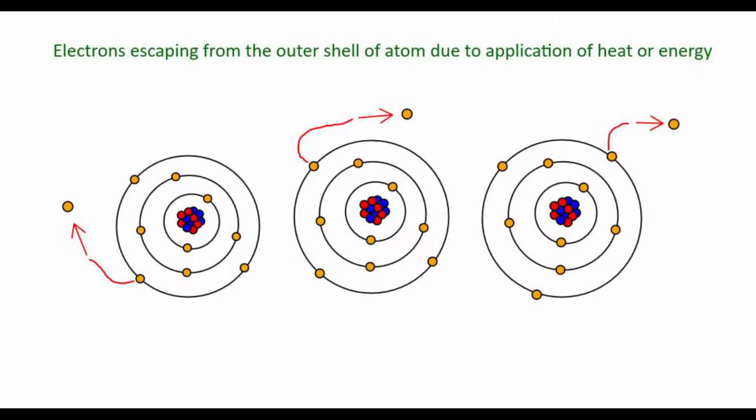The loosely bound electrons in the outer shell of the atom can become free by application of energy such as heat. These free electrons move randomly throughout the space between the outer orbits of the nearby atoms. Such loose electrons are called as free electrons.